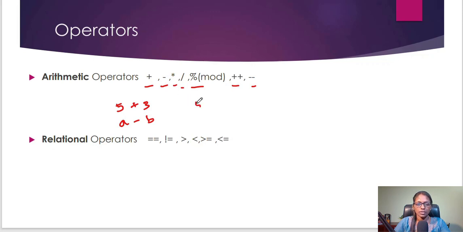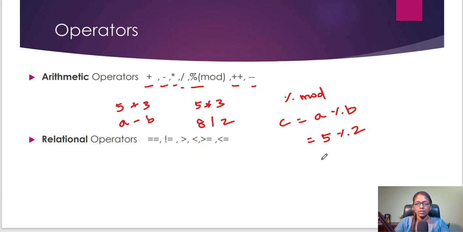Similarly for multiplication, 5 into 3 is equal to 15, and 8 divided by 2. This operator is used for division. And one more operator is the modulus operator. This is mod, which gives the remainder value. If I give C equal to A mod B, consider A equal to 5 and B equal to 2. What will it store in C? The remainder value will be stored in this location. Okay, that is the modulus operator.